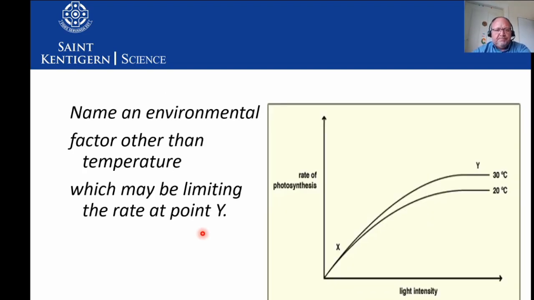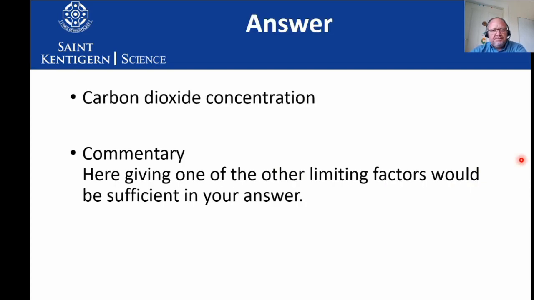Okay, now name an environmental factor other than temperature which may be limiting the rate at point Y. Why does it cap off? Why does it not keep on increasing? Another environmental factor, remember the three that we said: we need light, we need temperature, we need water. So it could be a shortage of water, or it could also be a shortage of carbon dioxide. The last thing that it could potentially be was not enough chlorophyll available, but that is probably more to do with light intensity. So it's going to be water, or it's going to be carbon dioxide.